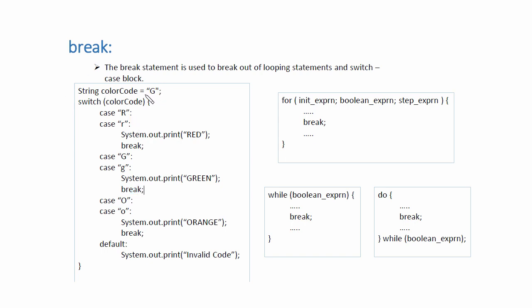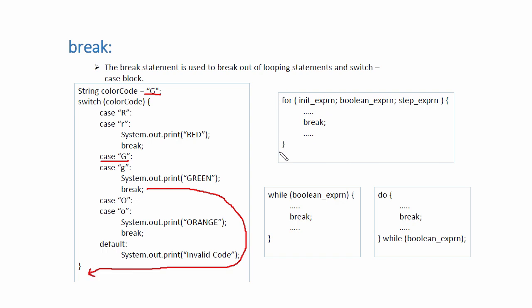In this switch case example, color code is capital G. At runtime, the matching case is found and control enters this matching case. But there is no statement and no break, hence fall through starts. It executes the next statement in the sequence, which prints green onto the console. Then the Java runtime encounters break. This break statement takes the control out of the switch case block.